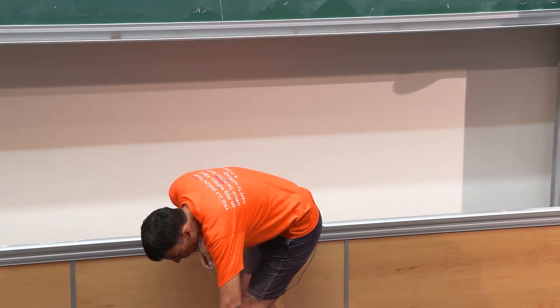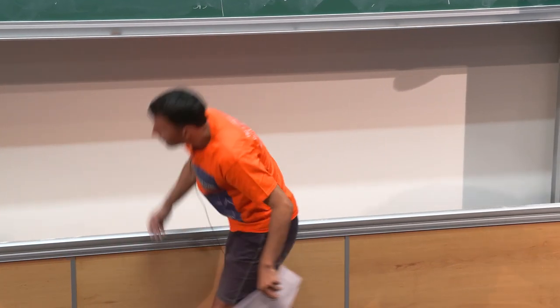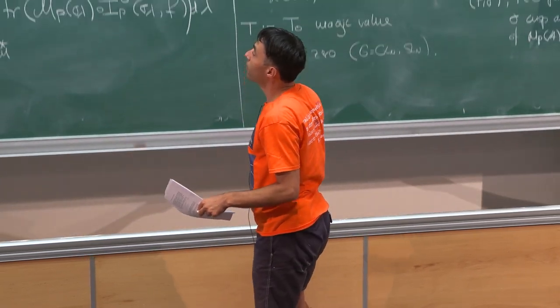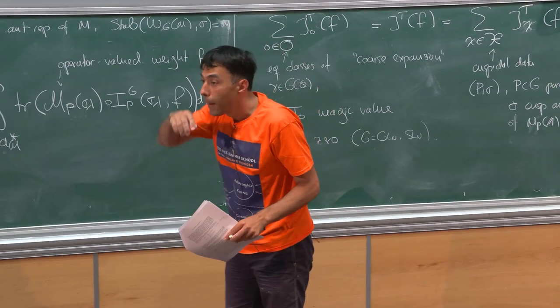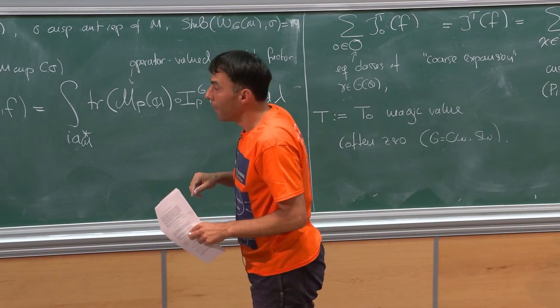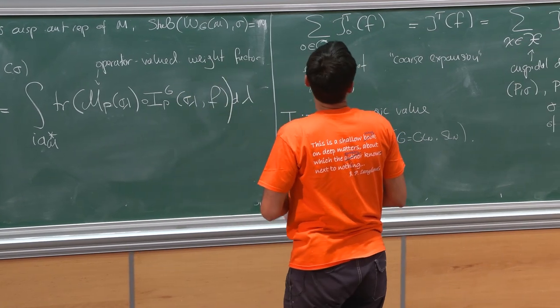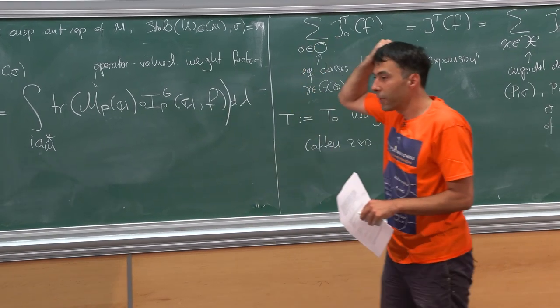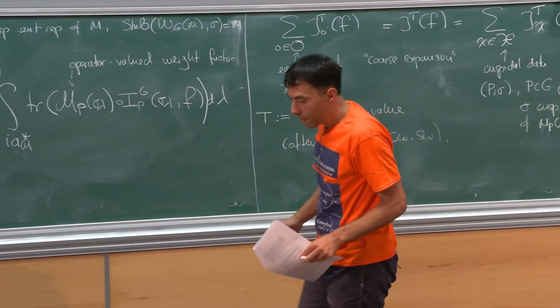Sorry, I'm being crowded on by some guy here, very eager to learn about the trace formula. I excluded the case mu equals 1 because you're going to get the residual part there too, yeah.